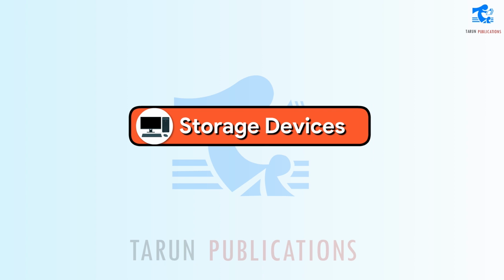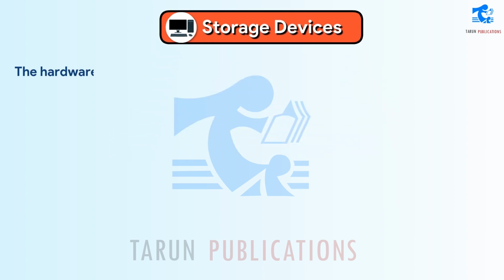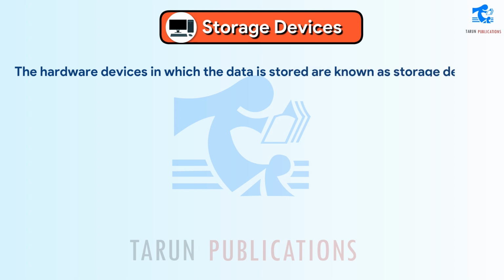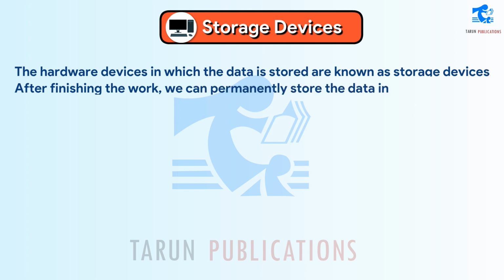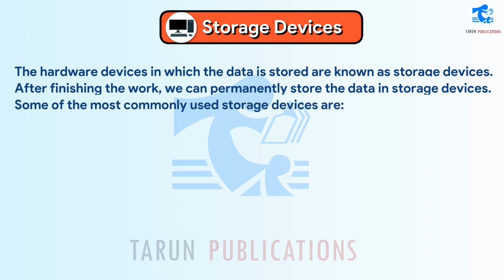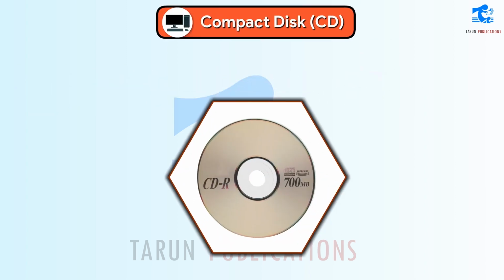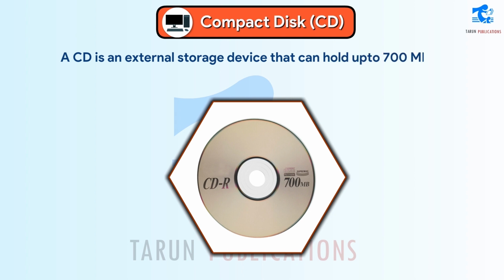Storage devices. The hardware devices in which the data is stored are known as storage devices. After finishing the work, we can permanently store the data in storage devices. Some of the most commonly used storage devices are compact disc, CD. A CD is an external storage device that can hold up to 700 megabytes of data. It can store any kind of information.